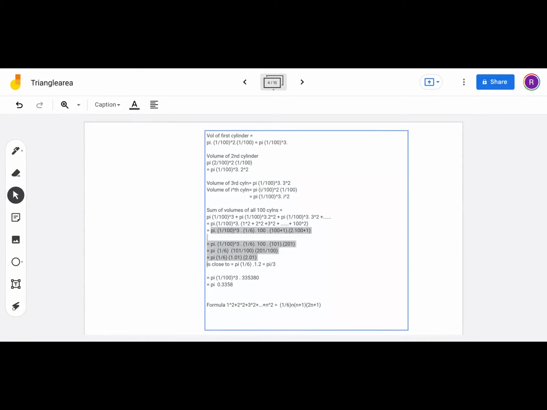Aishwarya, can you walk through the steps again? Tell why it is, how we get close to pi by 3. Tell the details also. Yes, Aishwarya, go ahead.